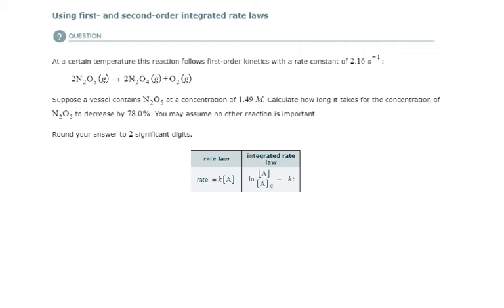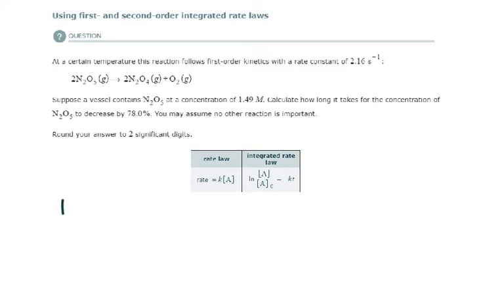Okay, so here we have the same example, except this reaction is first order overall. We've got one reactant. This reaction is first order in regards to dinitrogen pentoxide. Okay, so first order kinetics. And so let's list our givens.